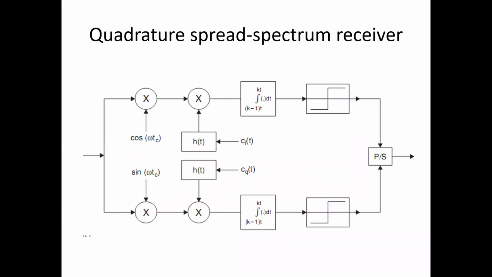What about the receiver, the quadrature spread spectrum receiver? Again, first of all, we have to down convert the frequency by multiplying by cosine omega c t and sine omega c t, then filter the in-phase and quadrature codes. Here we have the matched filter, I mean integration, and then the thresholder, and finally we have parallel to serial to get the original data.